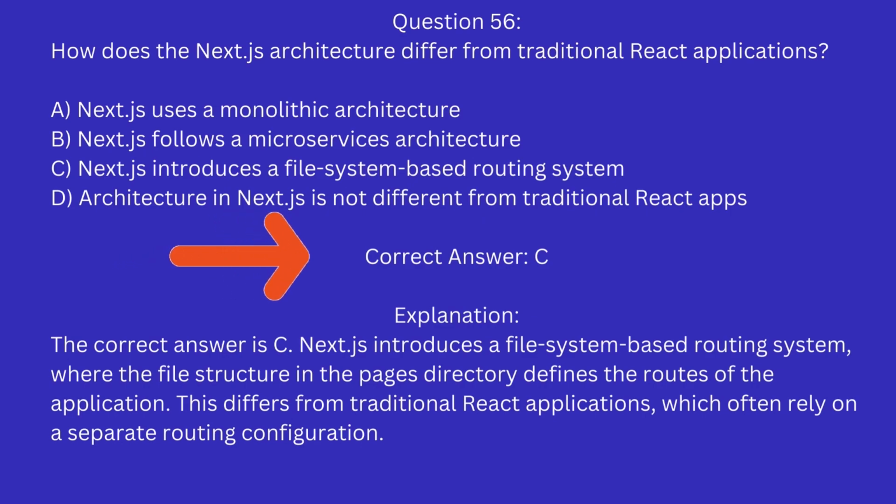Correct answer, C. Explanation. The correct answer is C. Next.js introduces a file system-based routing system, where the file structure in the pages directory defines the routes of the application. This differs from traditional React applications, which often rely on a separate routing configuration.